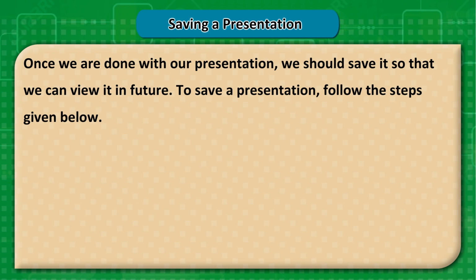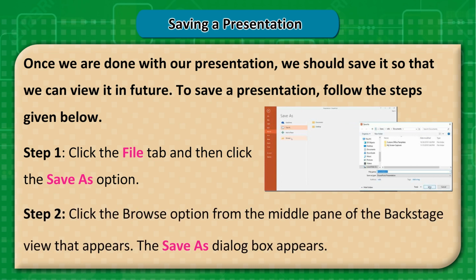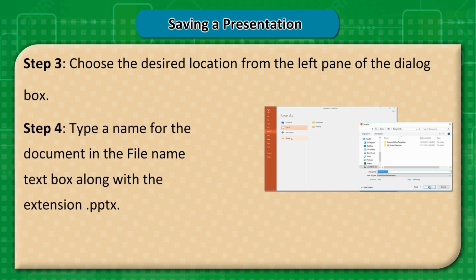Saving a presentation. Once we are done with our presentation, we should save it so that we can view it in future. To save a presentation, follow the steps given below. Step 1. Click the File tab and then click the Save As option. Step 2. Click the Browse option from the middle pane of the Backstage view that appears. The Save As dialog box appears. Step 3. Choose the desired location from the left pane of the dialog box. Step 4. Type a name for the document in the File Name text box along with the extension PPTX. Step 5. Click the Save button.